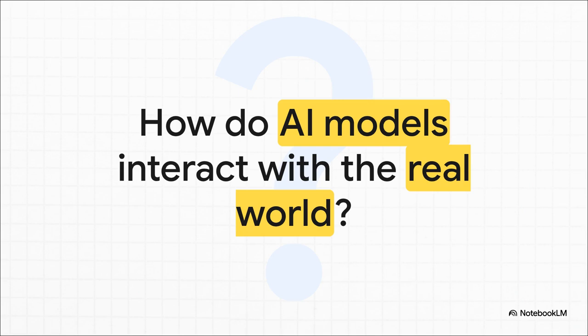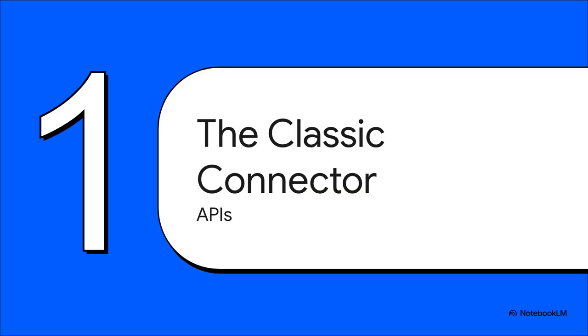So let's start with that fundamental question. How do these AI models actually do anything? How do they get external data, or call a service, or use a tool? How do they break out of their digital box and interact with everything else? Well, for a very long time, the answer has been pretty straightforward. It's the classic connector that's been the backbone of the internet for years: APIs.